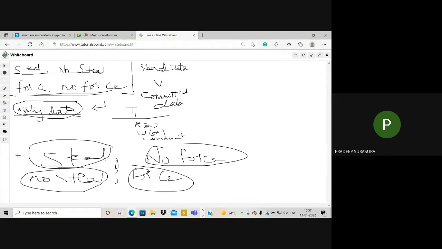Now, with these two concepts, we will discuss the ARIES algorithm in the next class. So steal, no force; no steal, force. These two concepts we use for the ARIES algorithm in the next class.